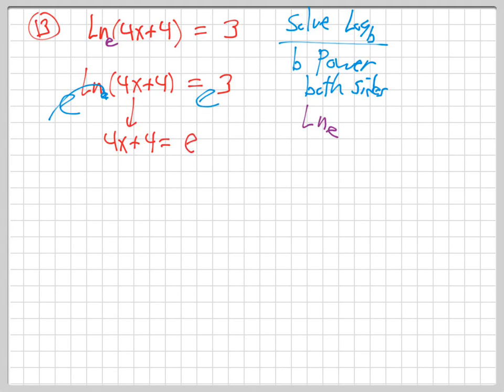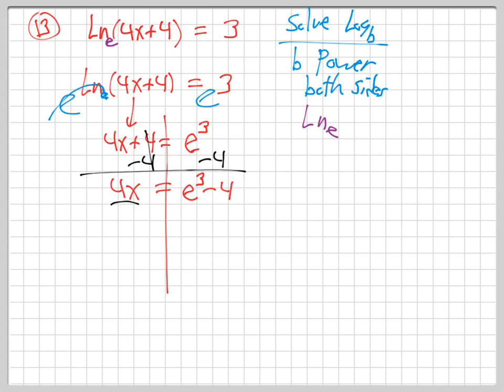4x plus 4 is e to the third. E to the third, our calculator will figure out in a minute. Now our job is to get x alone. So let's do it. Subtract 4 from both sides. Cancels out. We're just getting x alone now. This is e to the third minus 4.